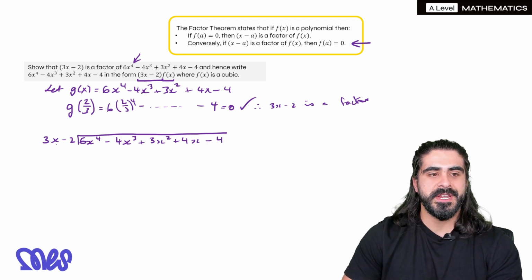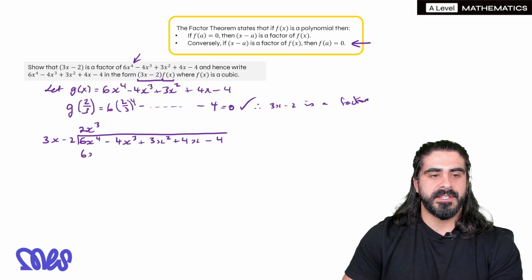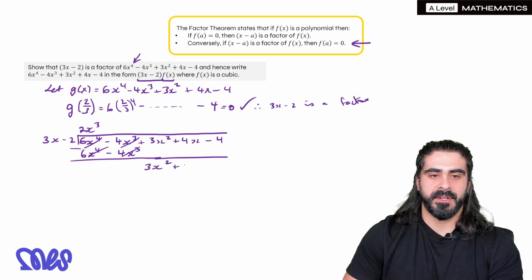So how does it work? 3x times what is 6x to the 4? 3 times 2 is 6. X times what is x to the 4? Is x cubed. So multiply, so you get 6x to the 4, 2x cubed times minus 2 is minus 4x cubed. Minus them. Well, these all cancel. Bring down the rest of the terms, 3x squared plus 4x minus 4.